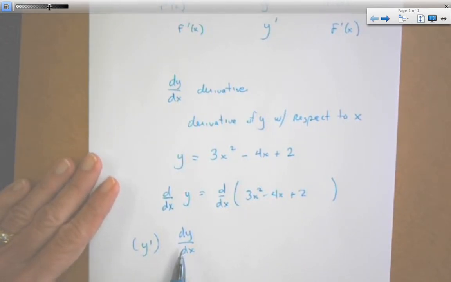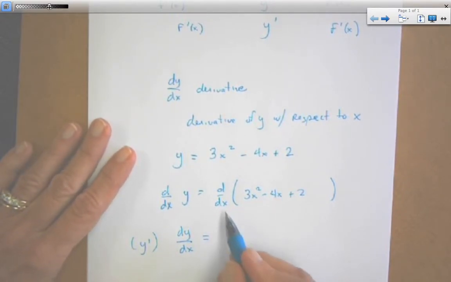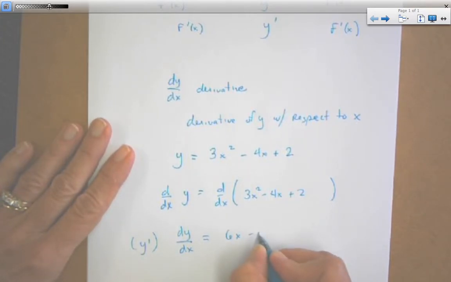But it's going to mean a lot when we start changing the names of the equations. Then we can take the derivative of each of these terms, which we know we can do individually. So this is 6x minus 4.